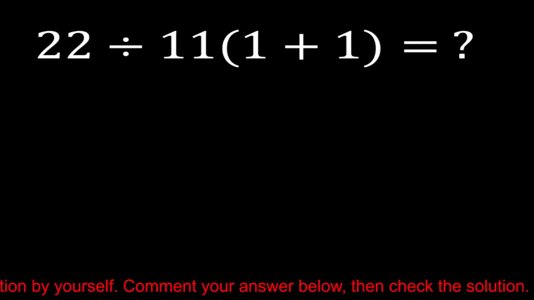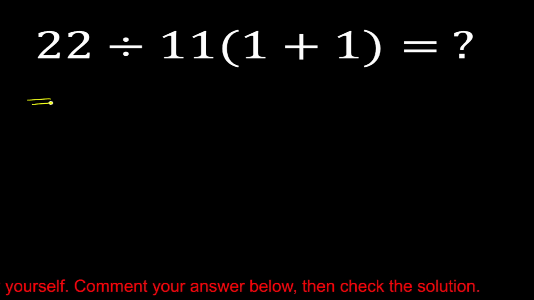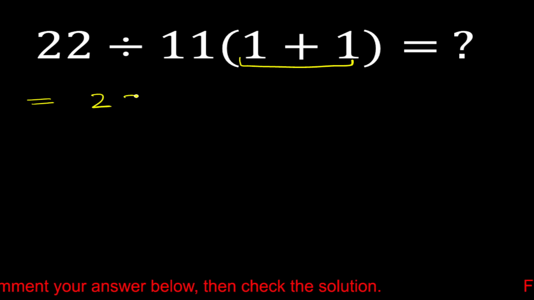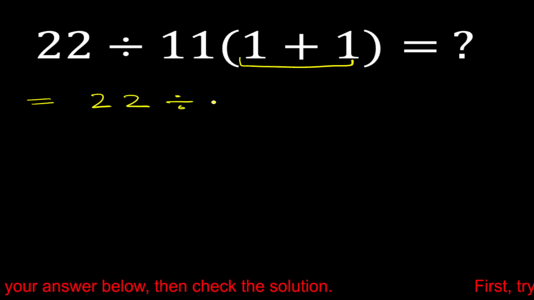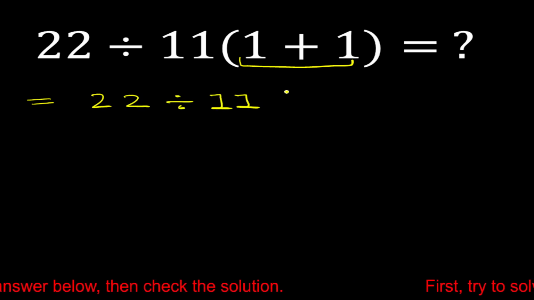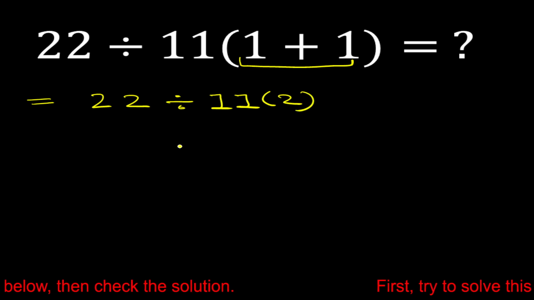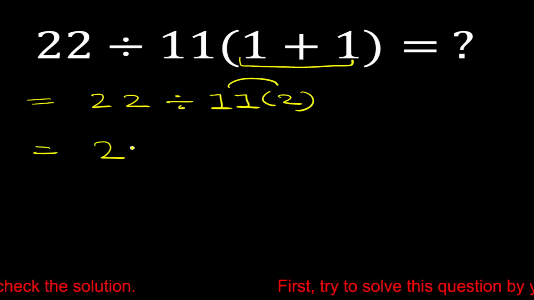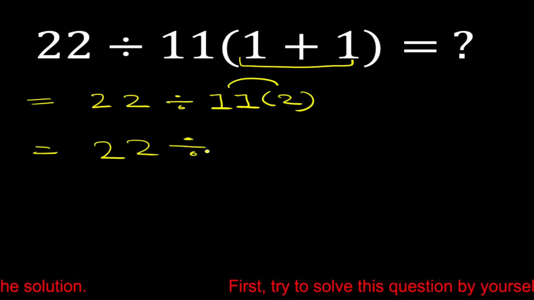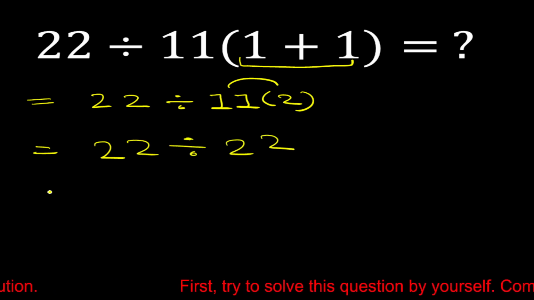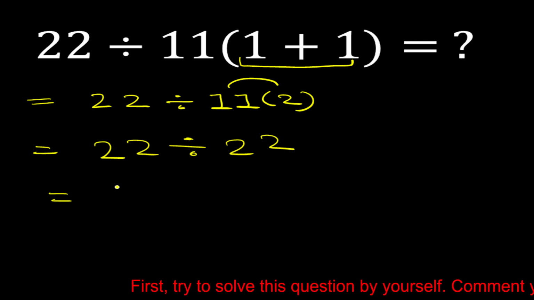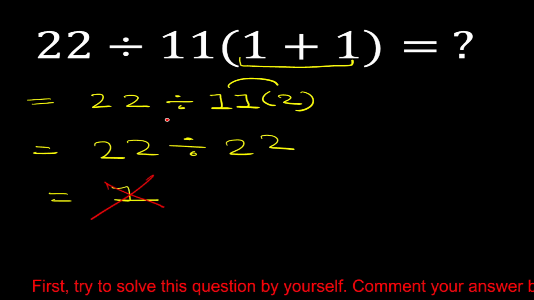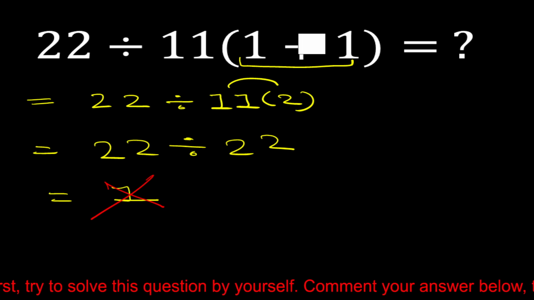So most people solve this question like 1 plus 1 is equal to 2. So 22 divide 11, now 2. Now 11 times 2 is equal to 22. So 22 divide by 22. 22 divide 22 is equal to 1. But this answer is completely wrong. This answer is not correct.